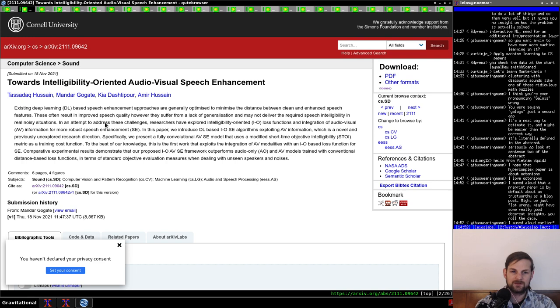In this paper, we introduce deep learning-based IOSE algorithms exploiting AV information, which is a novel and previously unexplored research direction. Specifically, we present a fully convolutional AV-SE model that uses a modified short-term objective intelligibility metric as a training cost function. To the best of our knowledge, this is the first work that exploits the integration of AV modalities with an IO-based loss function for SE. Comparative experimental results demonstrate that our proposed IO-AV-SE framework, that's a term, outperforms audio-only and AV models trained with conventional or distance-based loss functions in terms of standard objective evaluation measures when dealing with unseen speakers and noises.